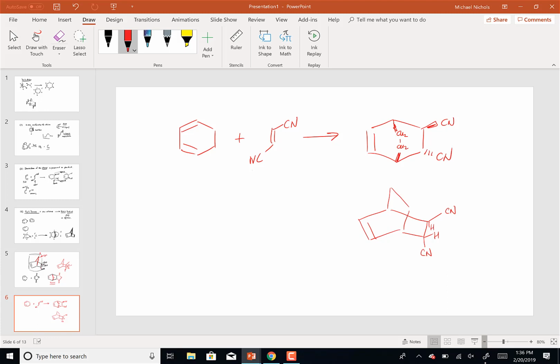Ariana? So just to clarify, if it's a trans alkene, it's neither endo nor exo. Right. And the endo or exo would have to have these two groups being cis. If they're trans, we don't have a name for that that I know of.